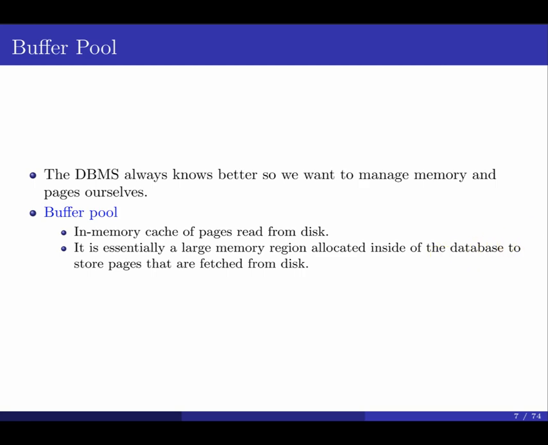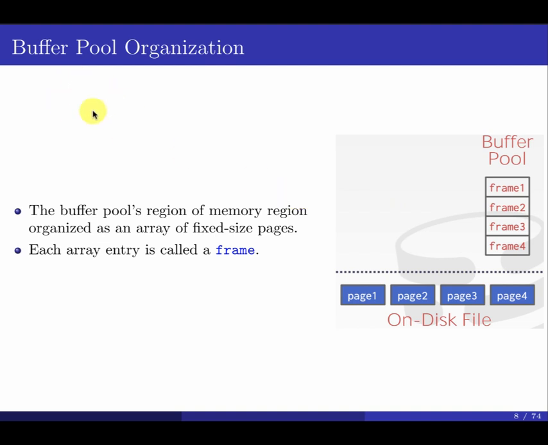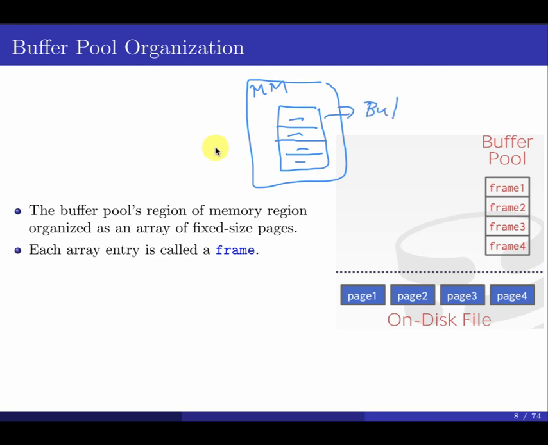Good. So let's go deeper into the definition of the buffer pool and how it looks inside. The buffer pool is a region in the memory organized as an array of fixed-size pages. In order to distinguish them from the disk pages, we call these pages in the buffer pool frames. Assume that in the main memory I have a space with frames: frame 1, 2, 3, 4. This is the main memory, for example, and this is the buffer pool. Each location, slot or area here, is called a frame.